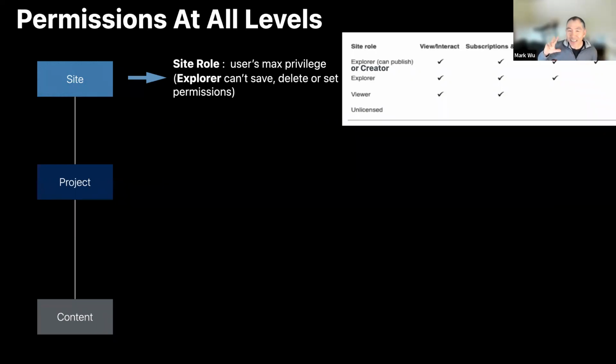If you do not have a creator or explorer can publish site role, for example, if your site role is explorer, you can never publish to a site. Even if a particular project leader gave you the publish permission to the project, you cannot publish to the project. Basically, you don't have the site role, so your maximum privilege is capped.